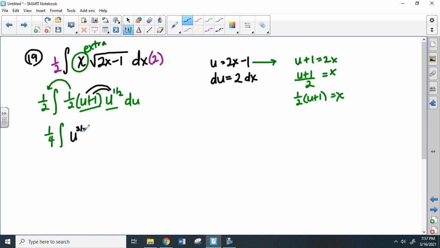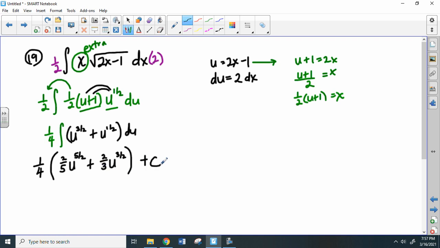Remember, that means I'm going to add powers. And then it's more like a polynomial where I can apply some power rules. Keep the 1/4 out front, we'll distribute it later. All right, so add a power, divide by the new power. Add a power, divide by the new power.